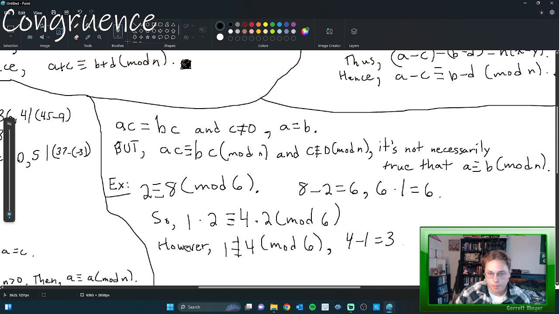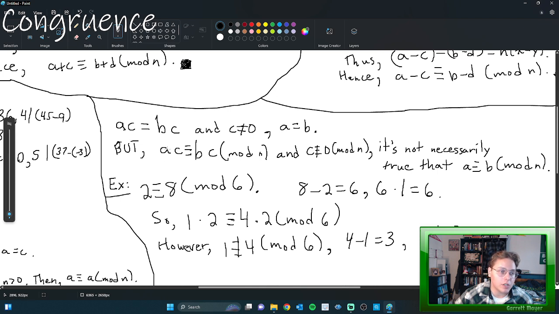And 6 does not divide 3. There's no integer you can multiply 6 by to get 3. You'd have to multiply it by 0.5, which isn't an integer. So basically the point here is that this relationship that holds for equality does not hold for the modular world, the modular arithmetic world.